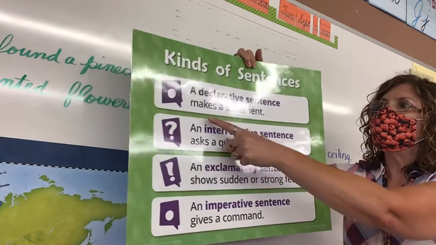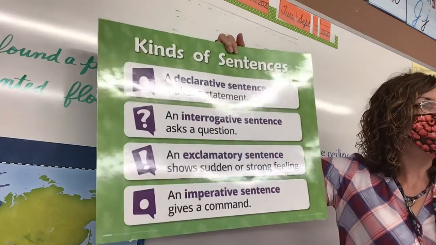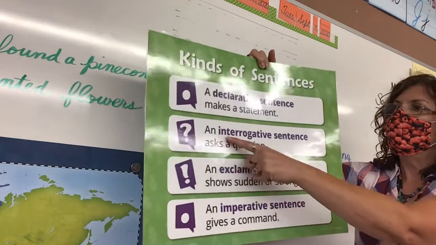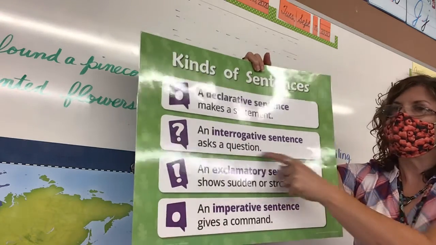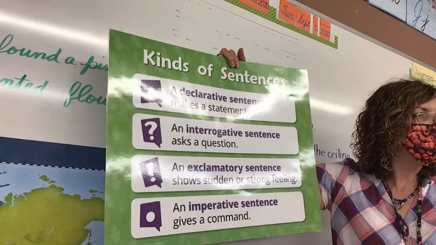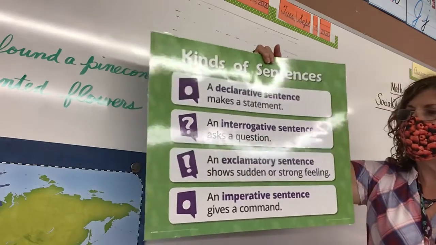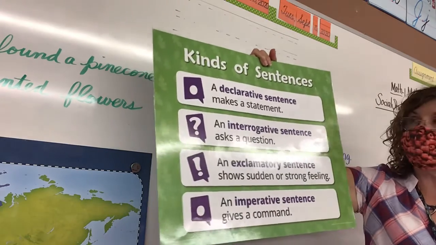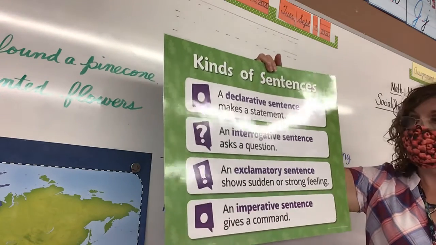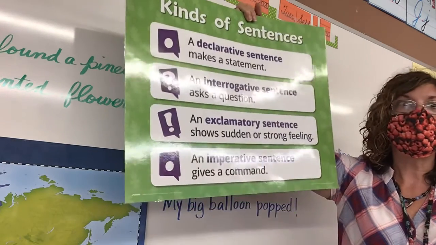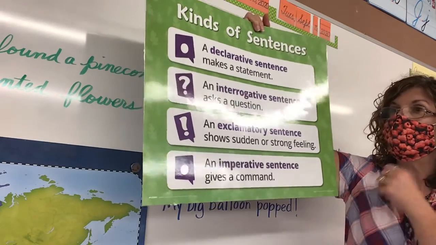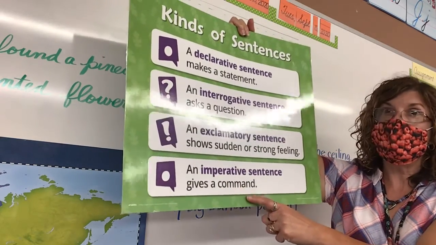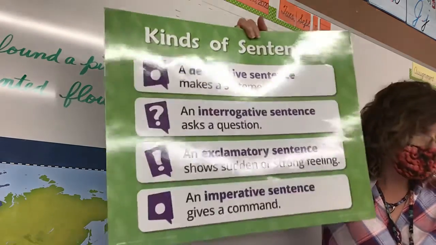A declarative sentence makes a statement. That means it's a telling sentence. It is just telling you something and it ends in a period. An interrogative sentence asks a question. It's an asking sentence and it ends in a question mark. An exclamatory sentence shows sudden or strong feeling. So it's an exciting sentence and it ends in an exclamation mark or an exclamation point. Either one is right. An imperative sentence gives a command and it ends in a period.